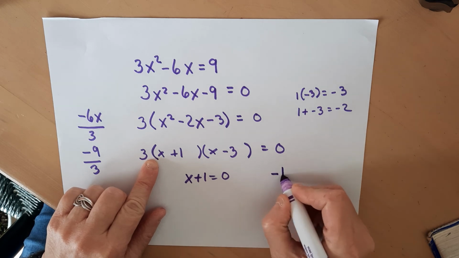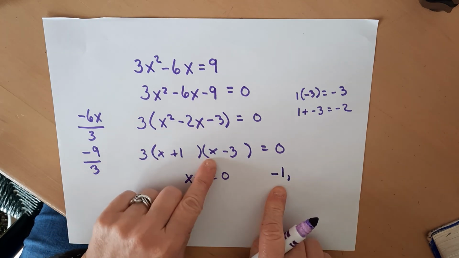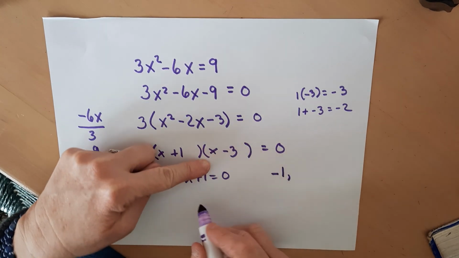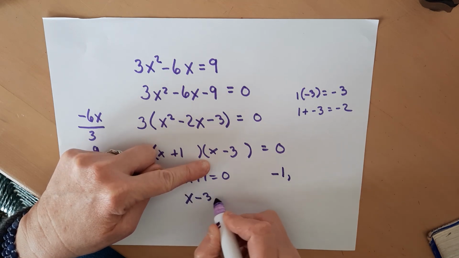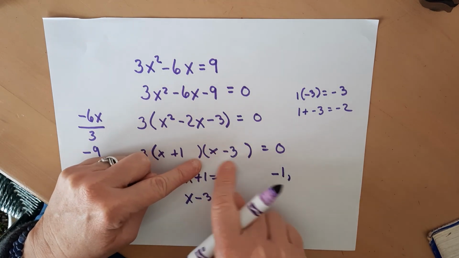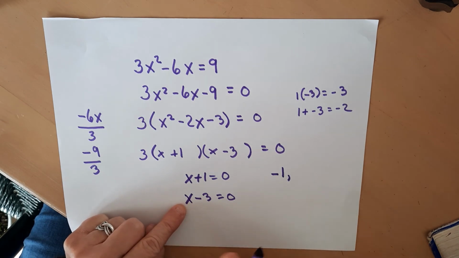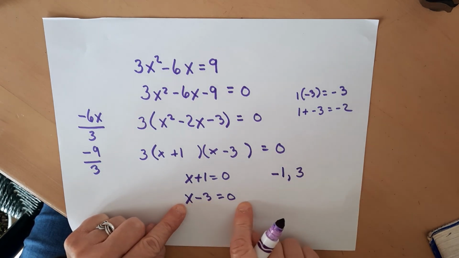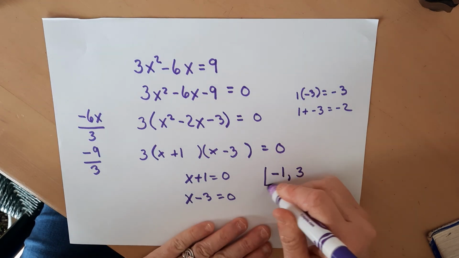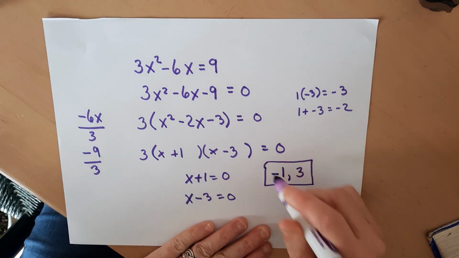So one of our answers is negative 1. Now we're looking at this section right here. We're thinking of x minus 3 equals 0. We're thinking of what number would make this equal 0. Well, x would have to be 3 in order for that to equal 0. So the answers to this equation are negative 1 and 3.